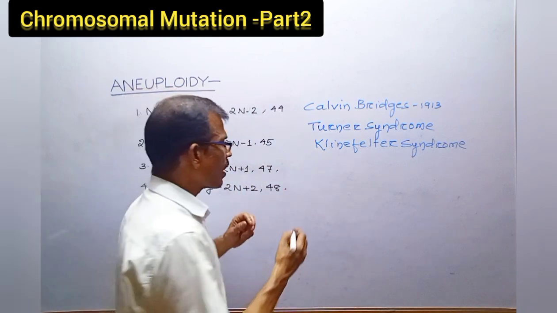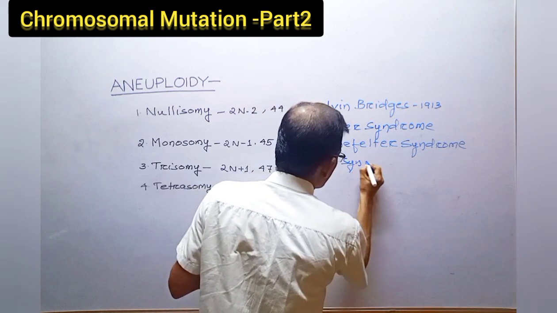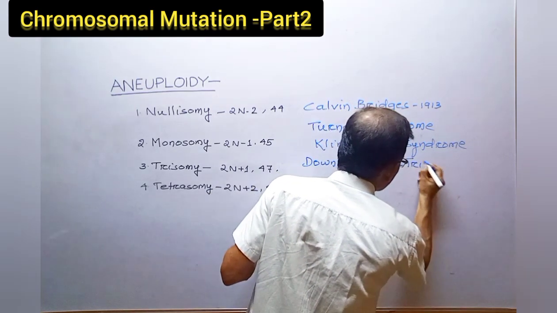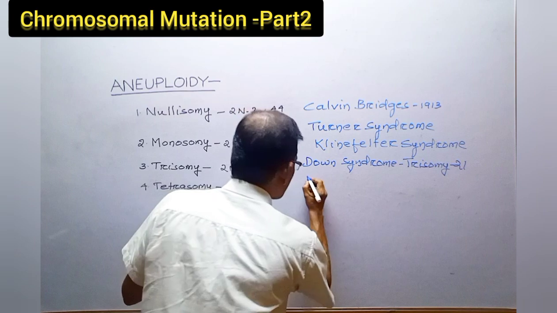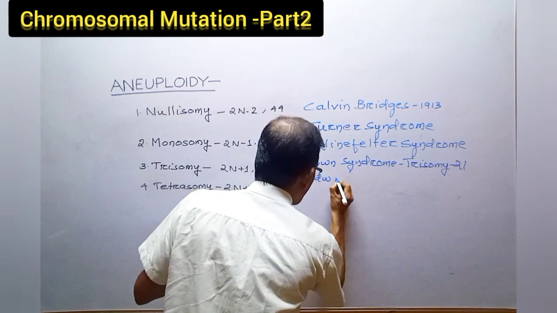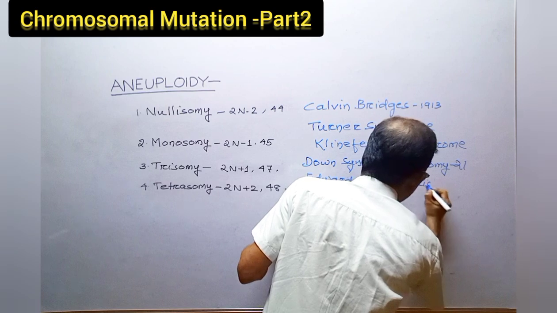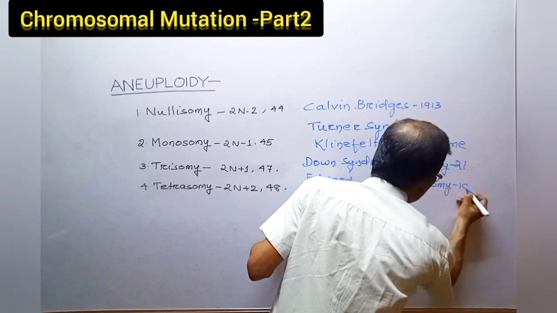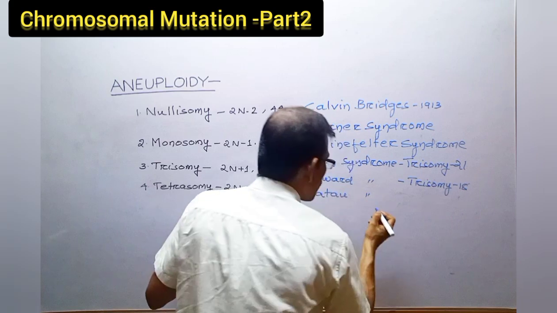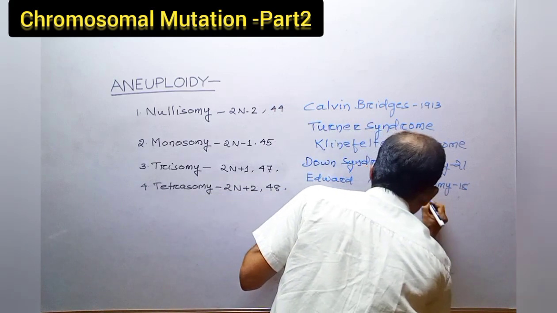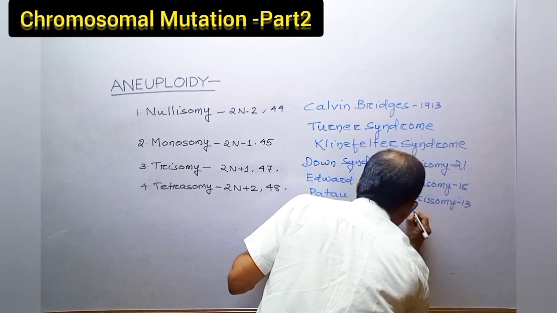Examples of autosomal aneuploidy are Down syndrome, which is also known as trisomy 21, and other syndromes are Edwards syndrome, which is also known as trisomy 18, and Patau syndrome, also known as trisomy 13, and trisomy 8.